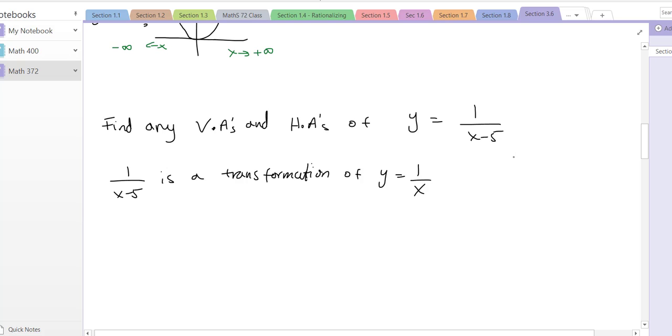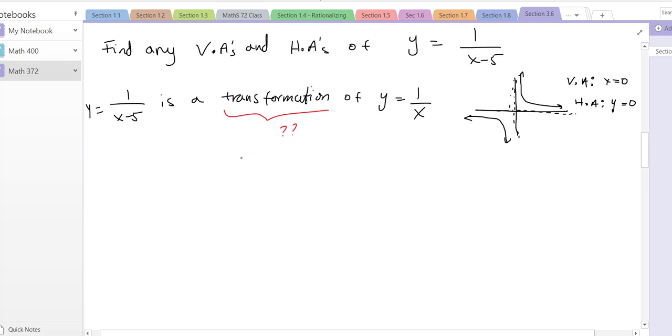So 1 over x looks like the hyperbola like this. Notice that we have a vertical asymptote at 0, and we also have a horizontal asymptote at 0. So this one has a vertical asymptote at x equals 0, and a horizontal asymptote at y equals 0. So this is a transformation of y equals 1 over x. So what does it look like? What is the transformation?